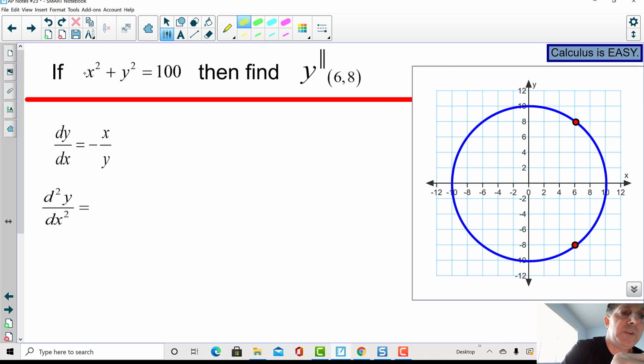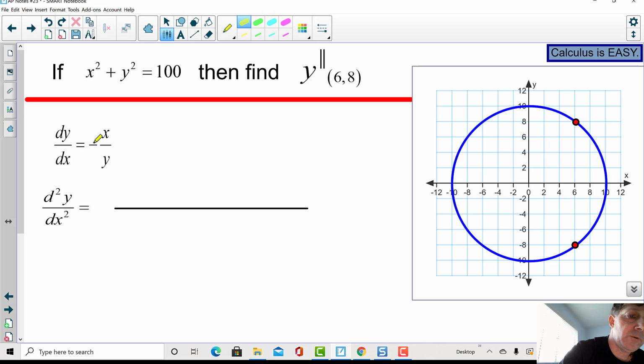Okay, on the last example, we did the derivative of x squared plus y squared is 100, and we got negative x over y. Now here they want us to find the second derivative, and then on top of that, when we're done, we have to plug in 6 and 8. So we're plugging in for the x and the y. In order to do the derivative of this, we're going to have to do the quotient rule.